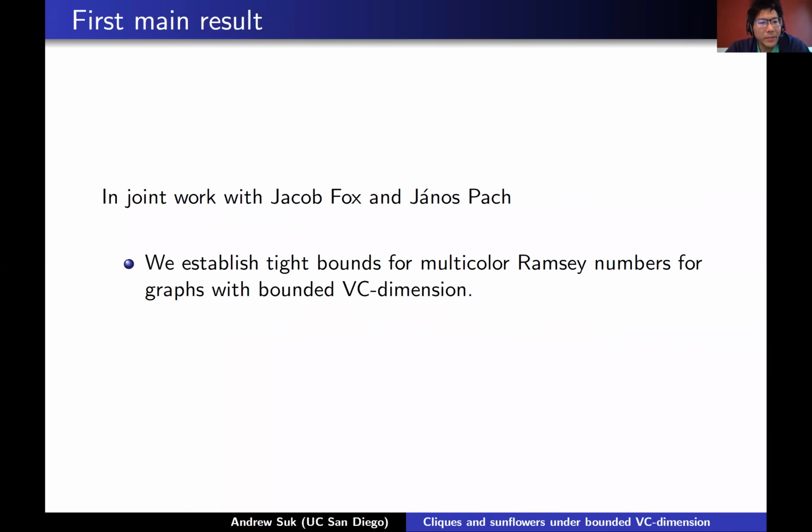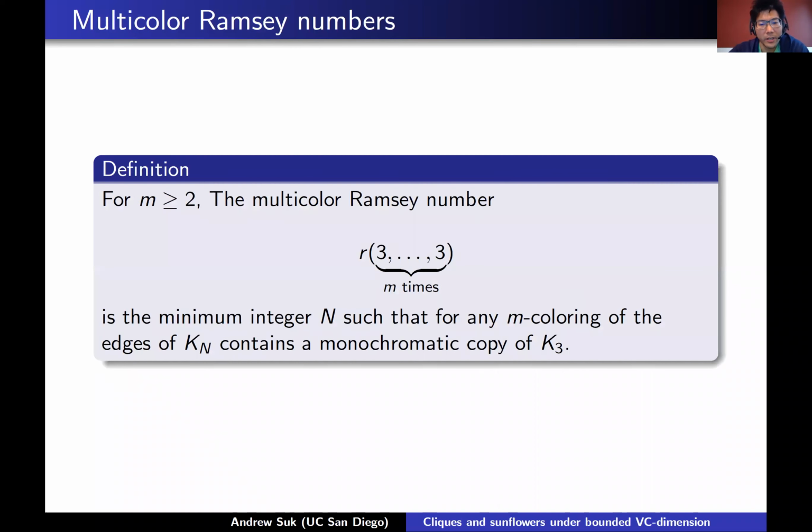So the first main result that I'd like to talk about here today is in joint work with Jacob Fox and Janos Pach, where we established tight bounds for multicolor Ramsey numbers for graphs with bounded VC dimension. So multicolor Ramsey numbers are pretty well studied, and I'll start off with its definition.